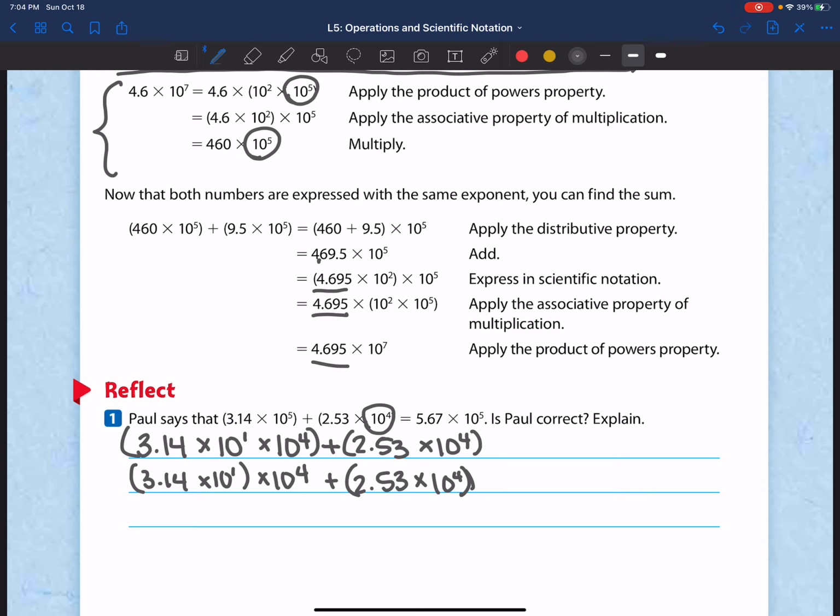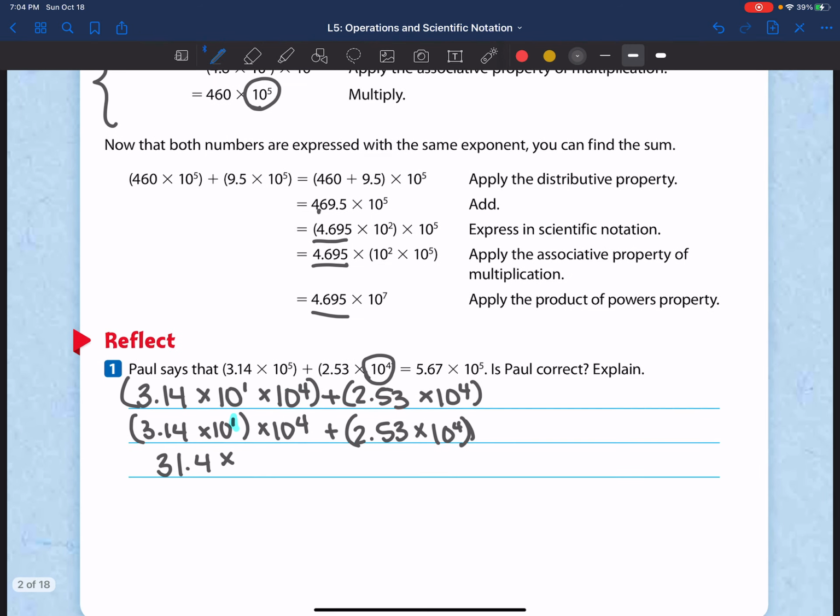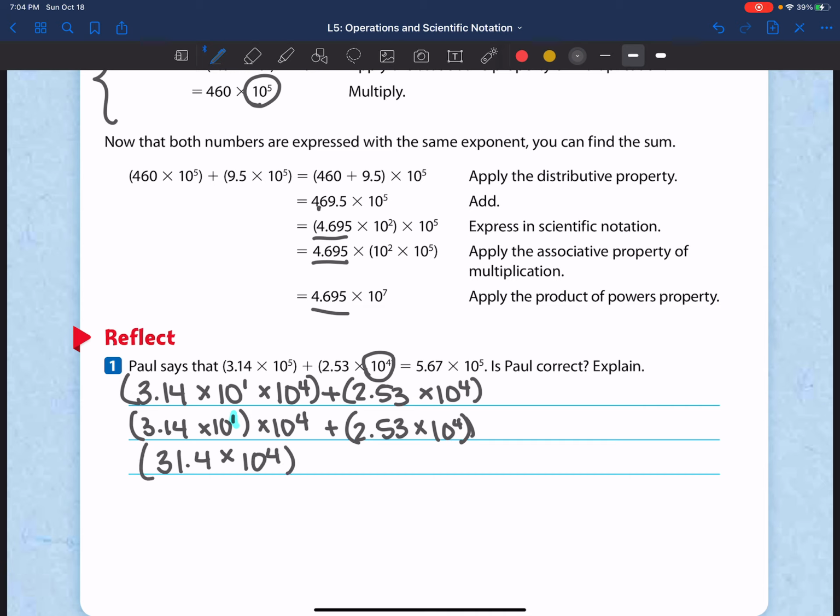Okay, so then I know that in 3.14 times 10 to the first, that 10 to the first is telling me I need to move my decimal place 1 place to the right, and that'll be simplified. So I'll have 31.4 times 10 to the fourth. Now I have both of them as 10 to the fourth. All right, so now that I have a common factor of 10 to the fourth, I can actually just factor that out. So I have 10 to the fourth multiplied by 31.4 plus 2.53.